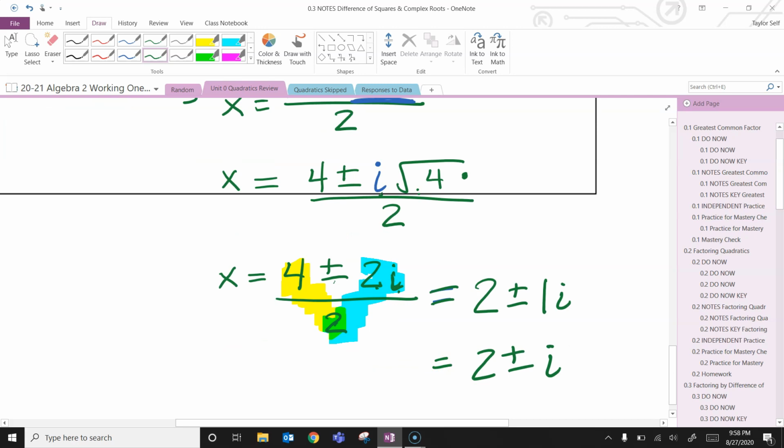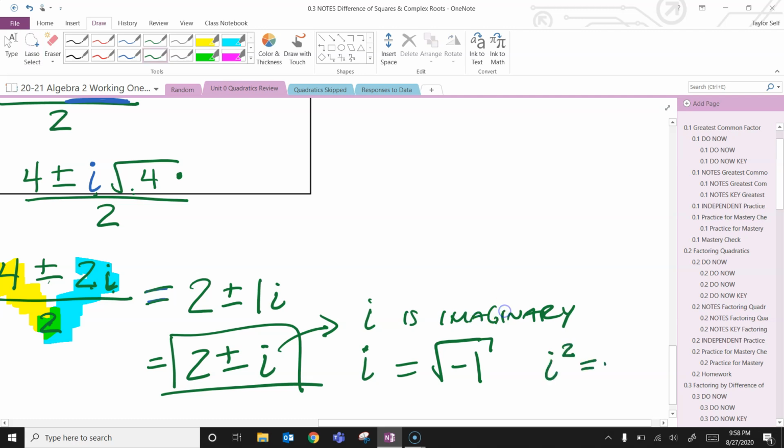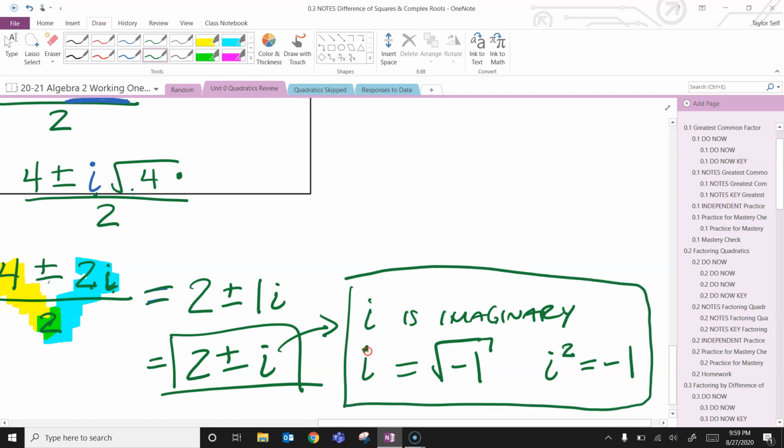That is our solution. i is an imaginary number. So really quick, in your notes, write i is imaginary, and i equals the square root of negative 1. Another thing that's good to know about i is that i squared equals negative 1. So you need to know all these things about i. Write those down, those are important for SAT. i is imaginary, i is the same as the square root of negative 1, and i squared is equal to negative 1. Cool. That's notes for today, y'all.